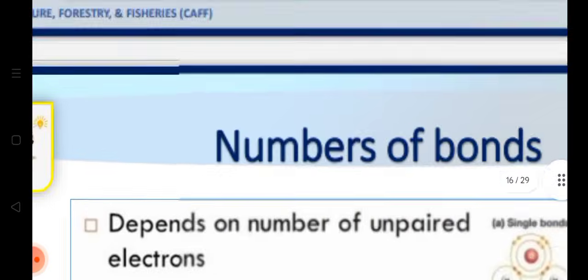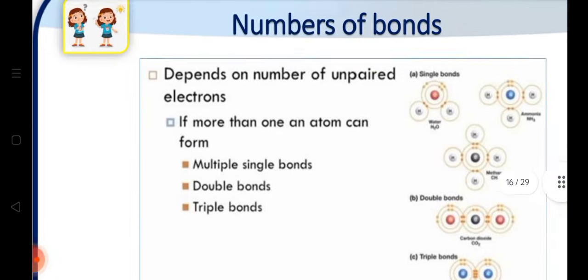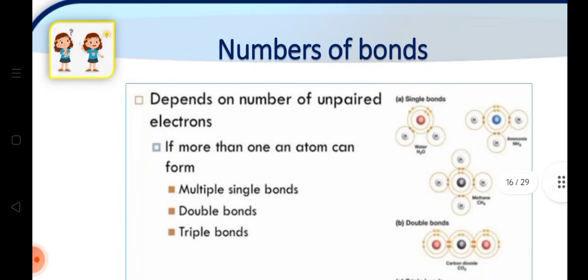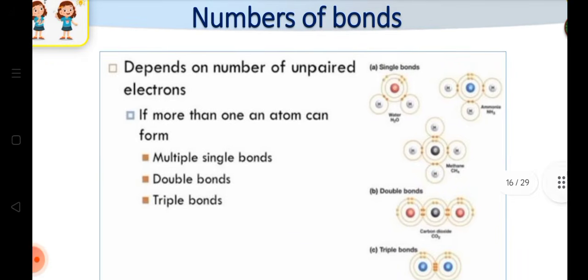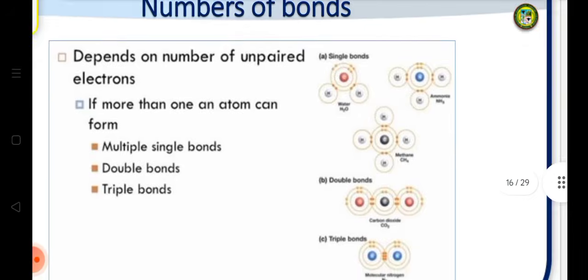Then we also have the number of bonds. The number of bonds depends on the number of unpaired electrons. If more than one, an atom can form multiple single bonds, double bonds, and triple bonds. So we have here water, ammonia, and methane. All of these are formed through covalent bonding.